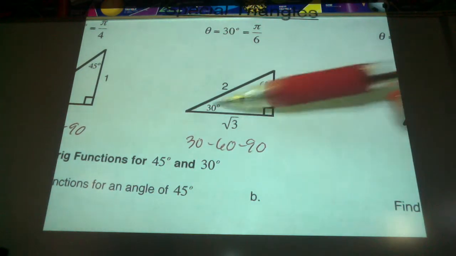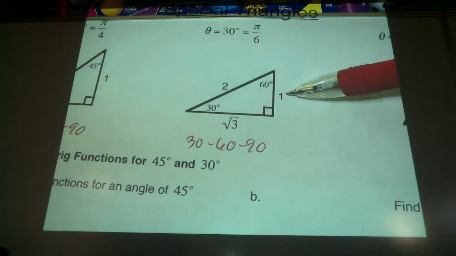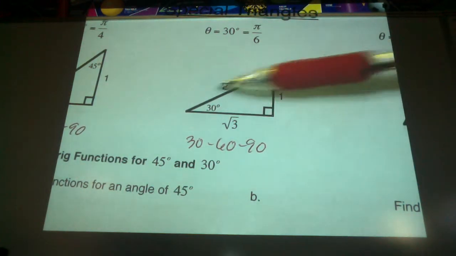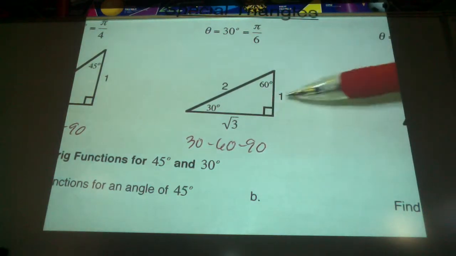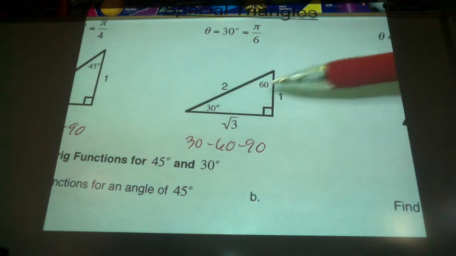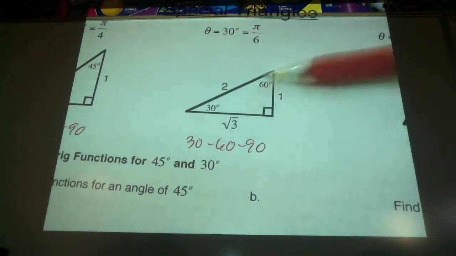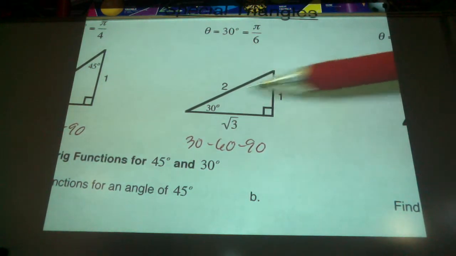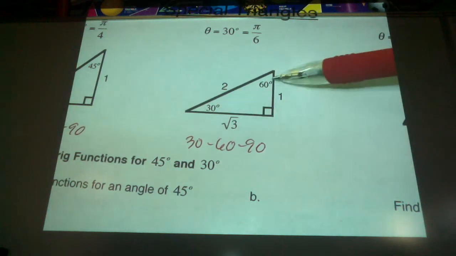Notice that across from your 30 degrees is 1. Across from 60 is radical 3. And 30 is the smallest degree in the entire triangle, so it makes sense that it would be across from the smallest side. Radical 3 is actually smaller than 2, but out of these two angles, isn't 60 the bigger one?